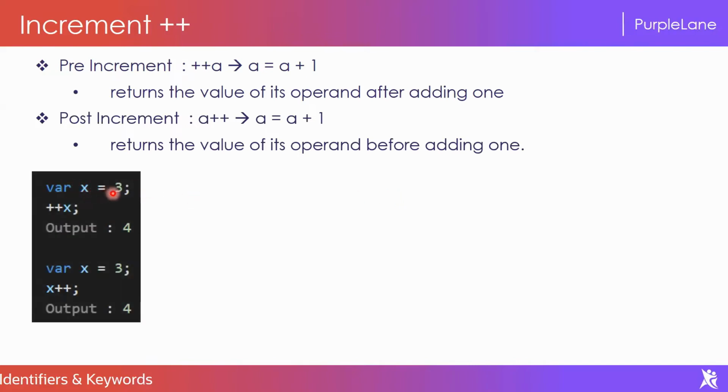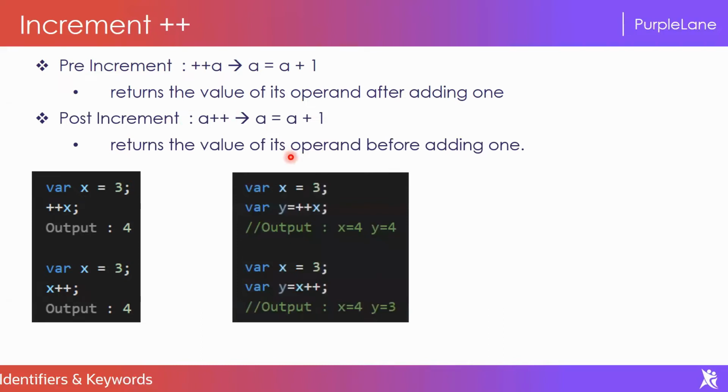Here x equal to 3, and I have the pre-increment. The output will be 4, because the x value is 3 and we are going to do x equal to x plus 1, which is 4. Similarly here also, x is 3, x plus plus, this time post-increment. The same thing will happen because x equal to x plus 1. So 4, 4. But the behavior of post and pre-increment varies when you actually use it in an expression like this.